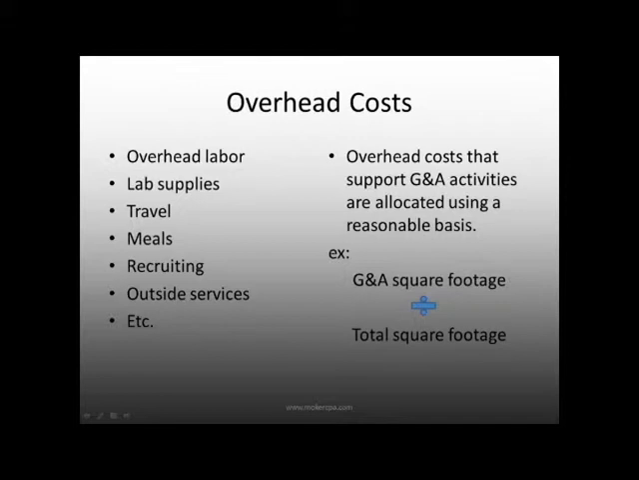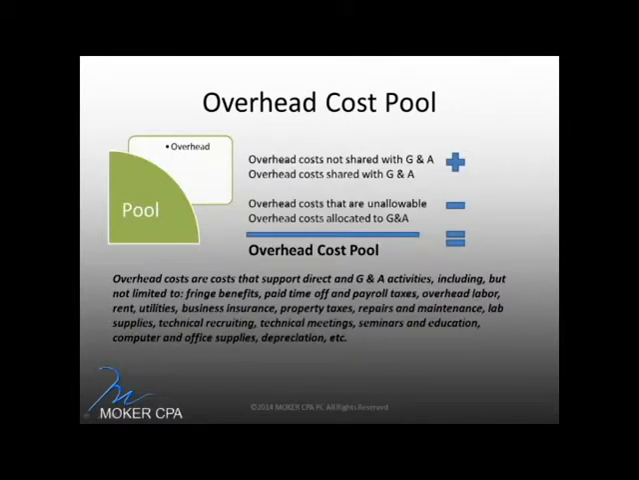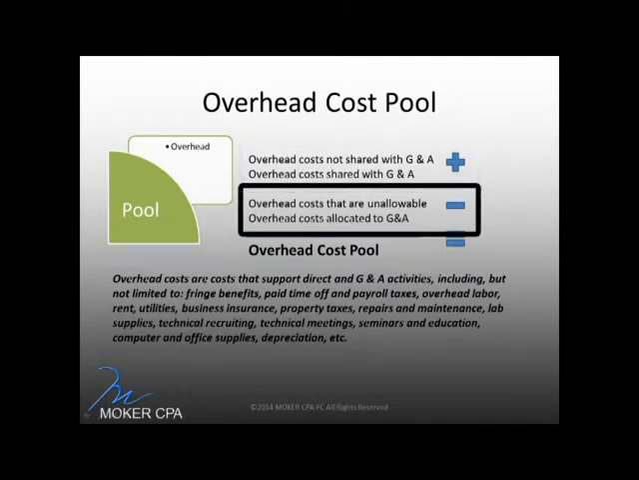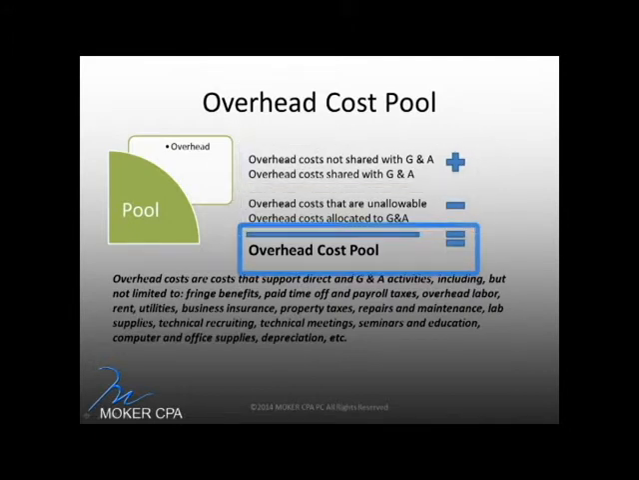Both groups of overhead costs are accumulated and any allocation to the G&A is deducted, creating the overhead cost pool. I'll say it again. Both groups of overhead costs are then accumulated and any allocation to G&A is deducted, creating the overhead cost pool. For contractors that do not have a fringe rate, but do have an overhead rate, the fringe pool is included in the overhead cost pool with a portion allocated to G&A.